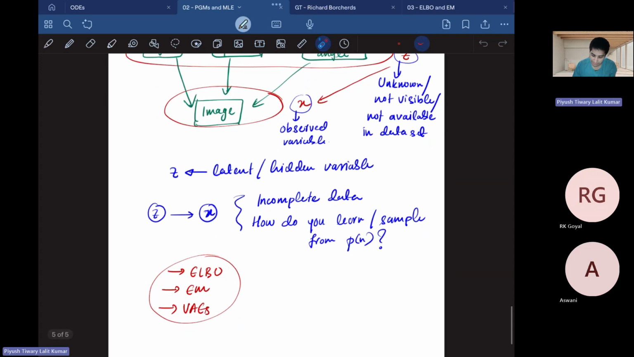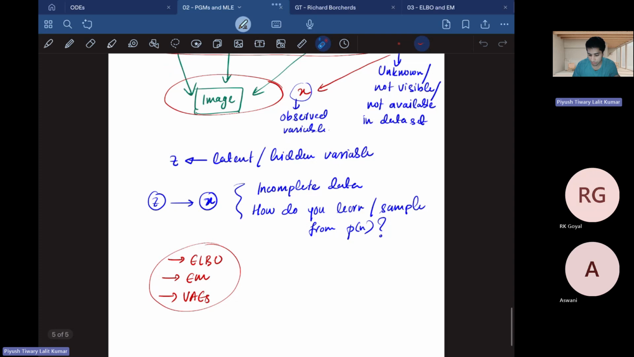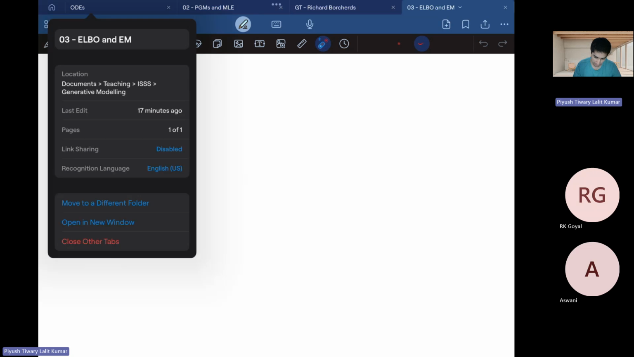So this is the kind of framework that we are interested in, and today we are going to see how we can learn theta in such cases. Okay, so let's get started with that.